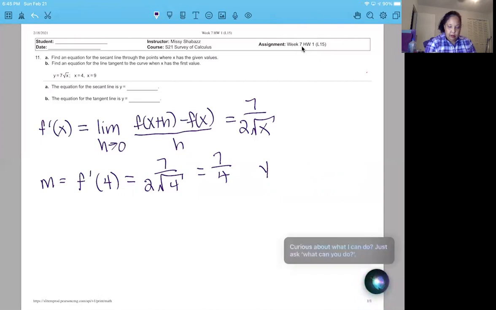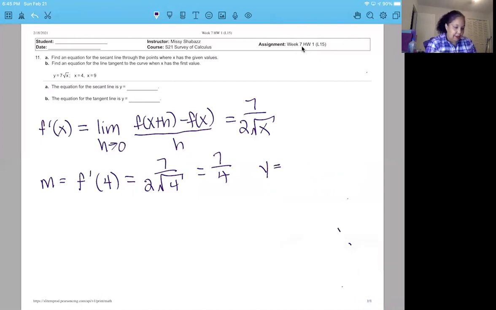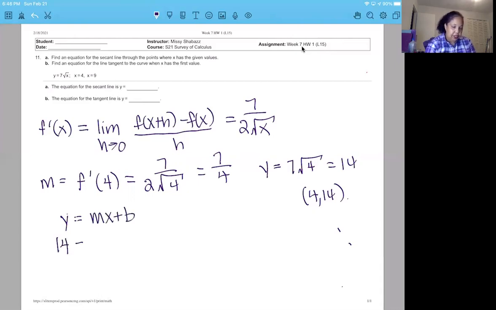That's fine. Okay. So I have 7 square roots of 4, which is 14. So I have the point (4, 14), and my slope is 7/4. Again, we plug into y equals mx plus b. My y value is 14. My m value is 7 over 4. My x value is 4. So b is equal to 7. So the equation of my tangent line is y equals 7/4 x plus 7.